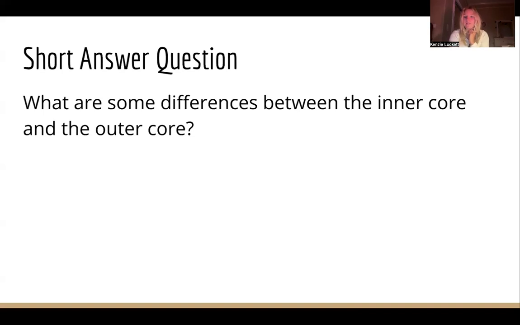Okay. And then this is just a question, which I didn't put on your notes, I meant to, but what are the differences between the inner and outer core? We just talked about this too. So I would type it somewhere, maybe on the bottom of your notes, this answer. So pause the video and just write your answer in your notes at the bottom. Okay, hopefully you said the difference between the inner and outer core is that the outer core is liquid and the inner core is solid.